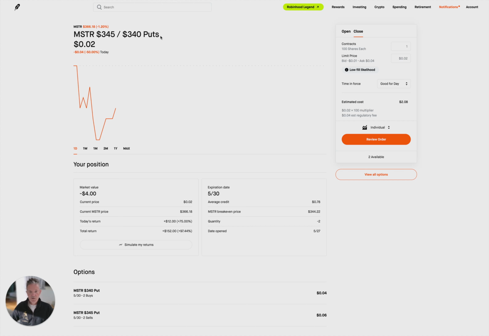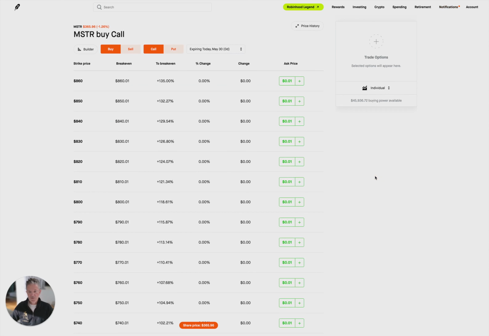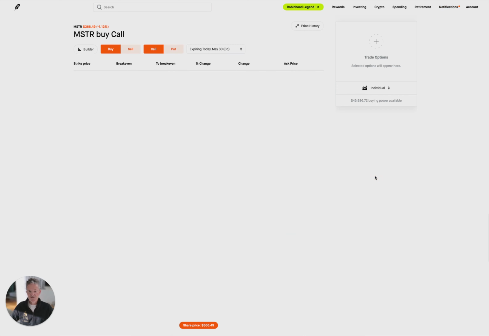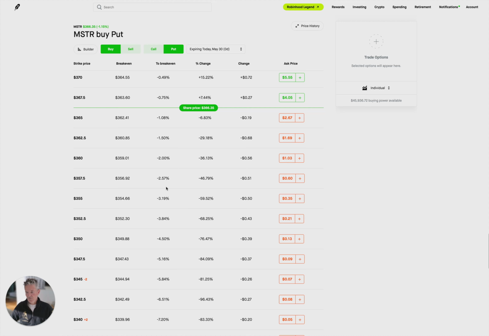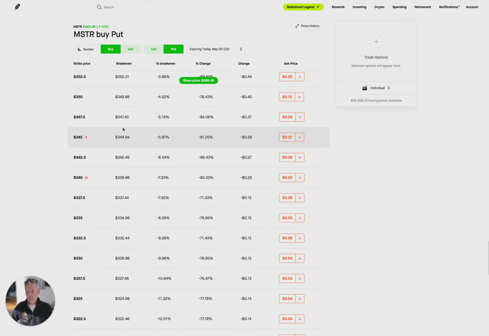If we come over to the right hand side, view all options is what we want to do, so we can get into the options chain to look at how we would roll this. So we need to reverse what we did when we opened the trade. So we really want to buy back that short leg. So we go to put, and we already have buy selected, and we scroll down until we find our 345, and here it is.